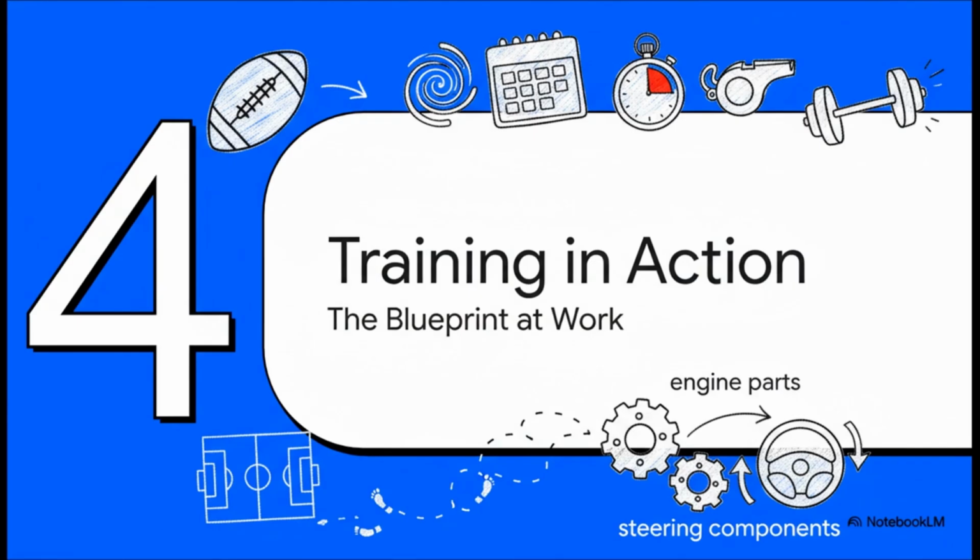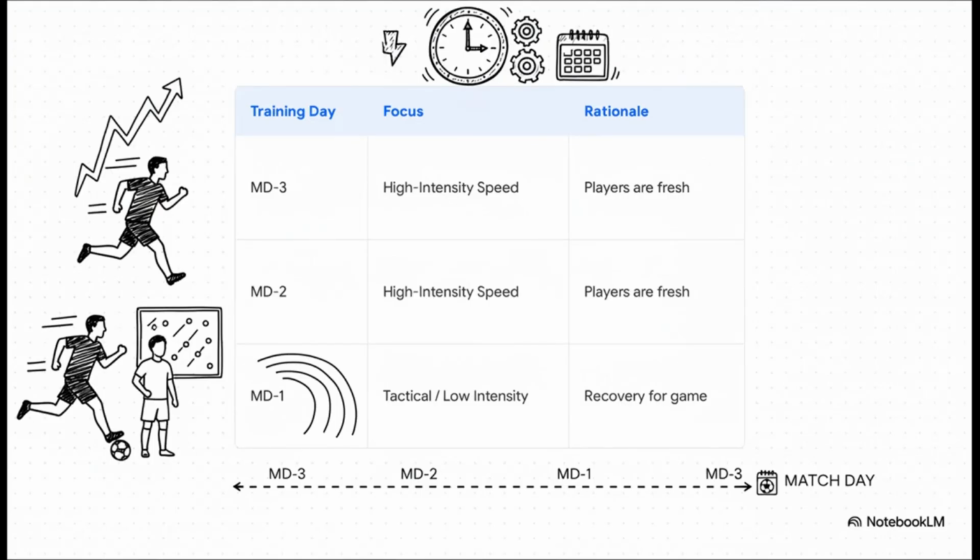Okay, so we've got the engine parts, we've got the steering components. So how does a coach actually put this whole blueprint together in a real training week? Let's take a look. This is a great peek behind the curtain at how a pro training week is structured. See that? The really intense, high-speed stuff happens a few days before the game, when the players are at their freshest. Then, as match day gets closer, they dial it way back to focus on recovery. It just goes to show it's not just what you train, but when you train it that makes all the difference.